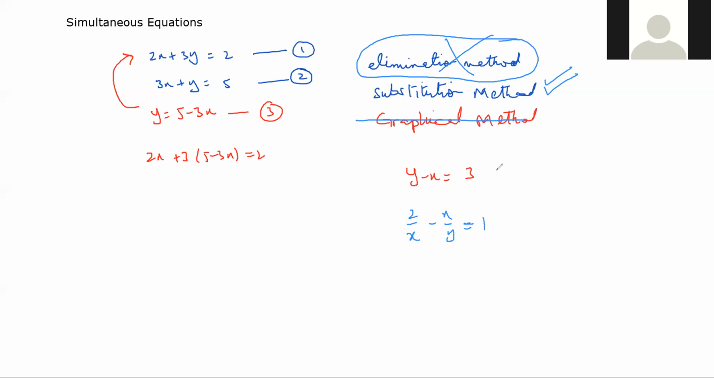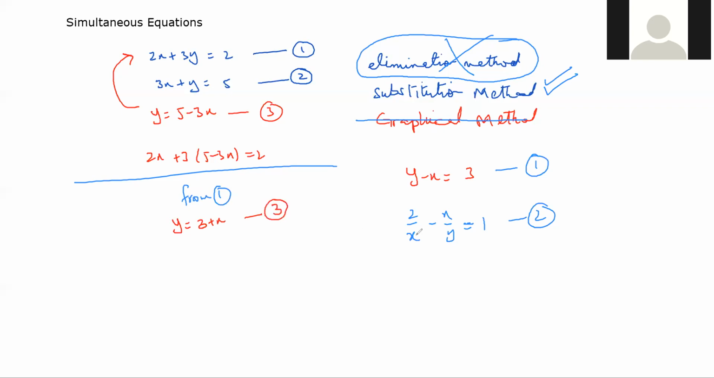So in this, if this is your first equation and this is your second equation, what you will be doing is, from this equation, which is mostly a linear equation, you will take out x or y. From this first equation, you have y is equal to 3 plus x. Okay, you can name this as your third equation. And then you substitute that into this equation.